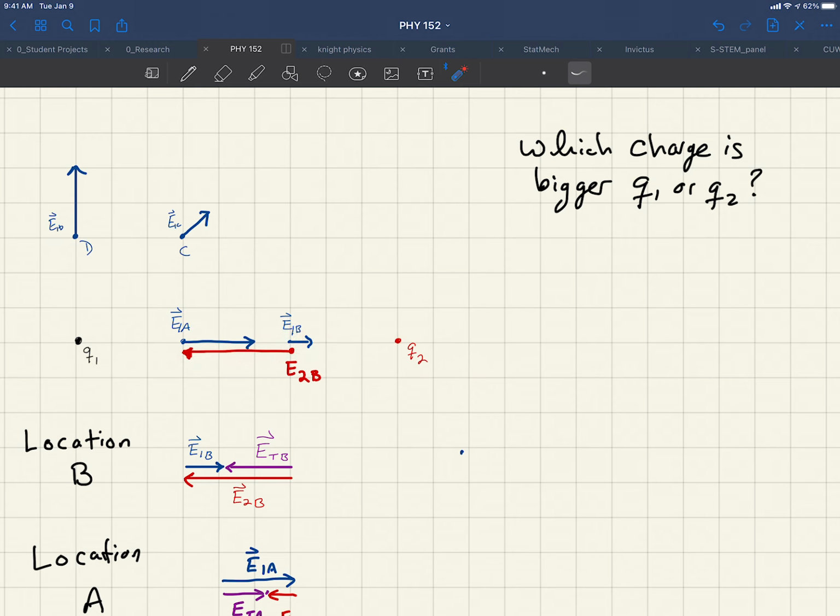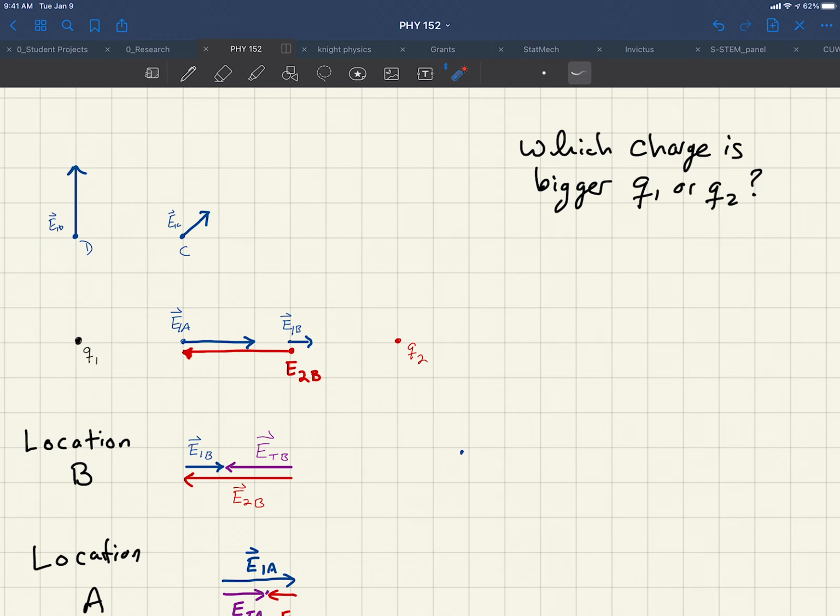So what's bigger, Q1 or Q2? Well, at 3 boxes away for Q1, you get an electric field that's 2 long. At 1, 2, 3 boxes away for Q2, your electric field is 3 long. So Q2 has a greater influence. Now, what sign is Q2? Q2 is also going to be positive because it's creating electric field pointing away. So you might ask, well, what do you do now?